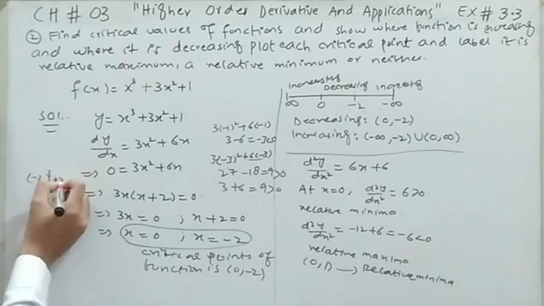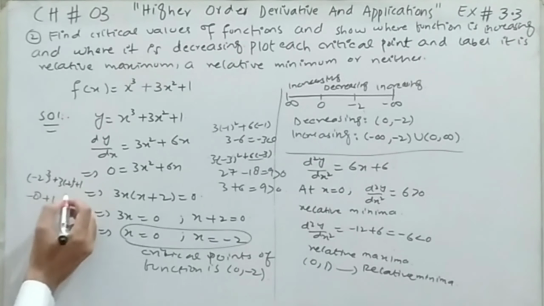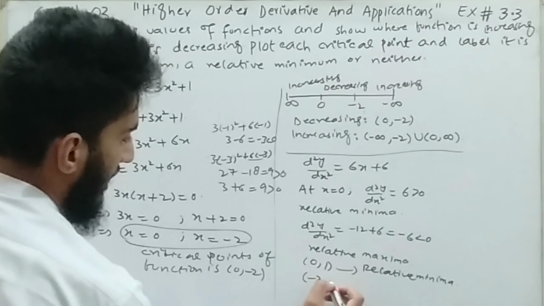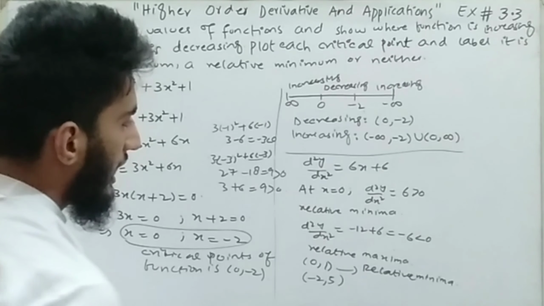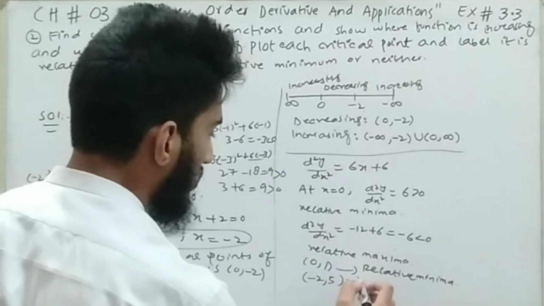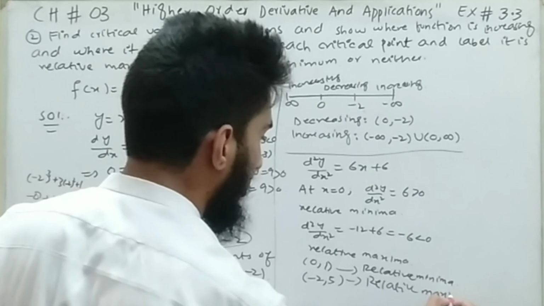And if I put x is equal to minus 2 in this function, it gives us minus 2 whole cube plus 3 into minus 2 whole square plus 1. So minus 2 cube gives us minus 8. Minus 2 square gives us 4. 4 multiplied by 3 gives us a value 12. 12 plus 1, 13. 13 minus 8 gives us a value of y is 5. So at x is equal to minus 2 we get the value of y is 5, and at x is equal to minus 2 we have the function's relative maxima. So at this value, we have a relative maxima.